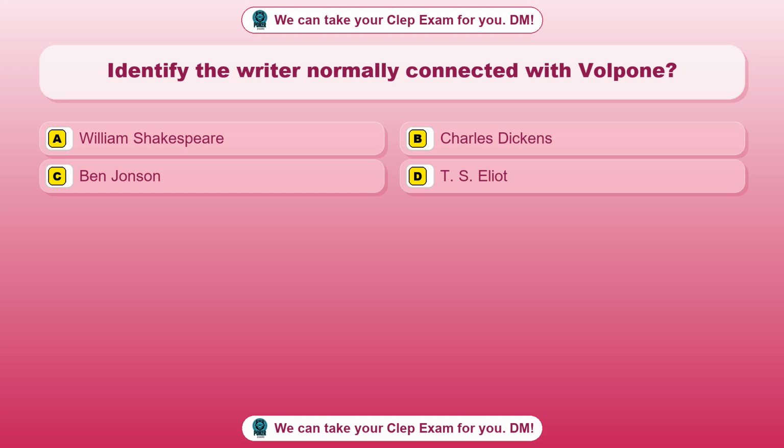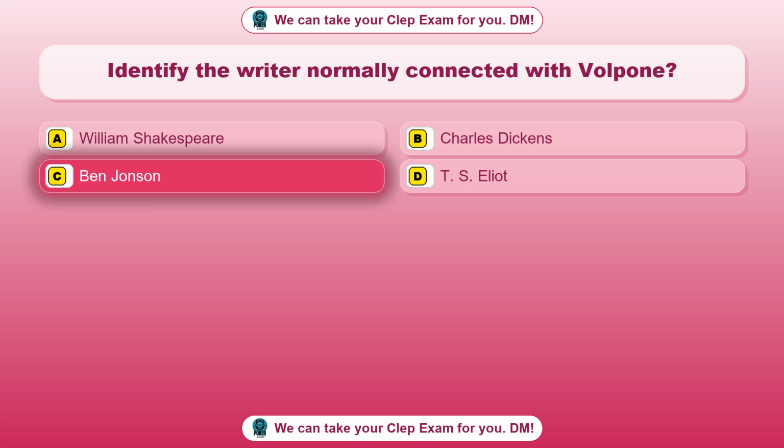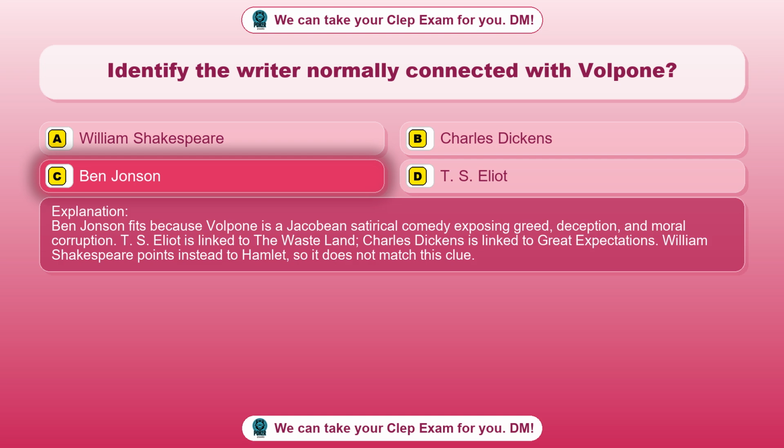Option B, Charles Dickens. Option C, Ben Jonson. Option D, T.S. Eliot. The correct answer is option C, Ben Jonson. Ben Jonson fits because Volpone is a Jacobean satirical comedy exposing greed, deception, and moral corruption. T.S. Eliot is linked to The Waste Land. Charles Dickens is linked to Great Expectations. William Shakespeare points instead to Hamlet, so it does not match this clue.